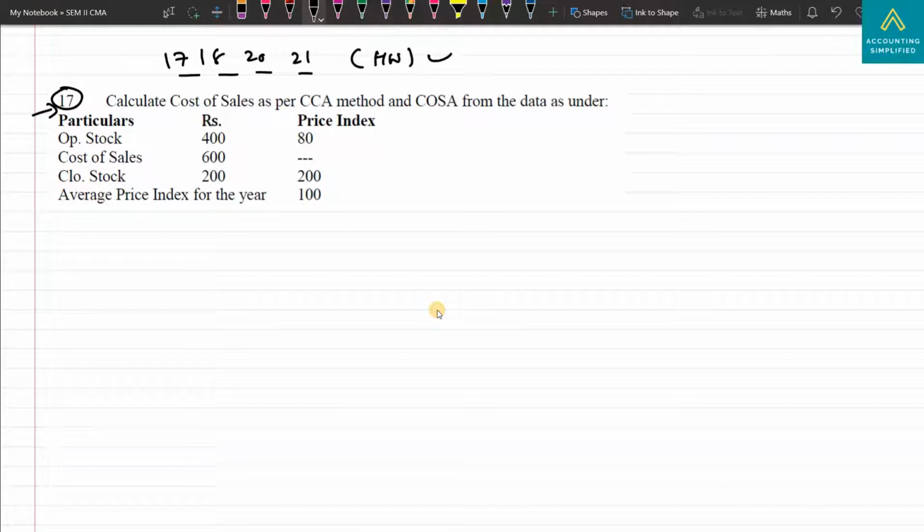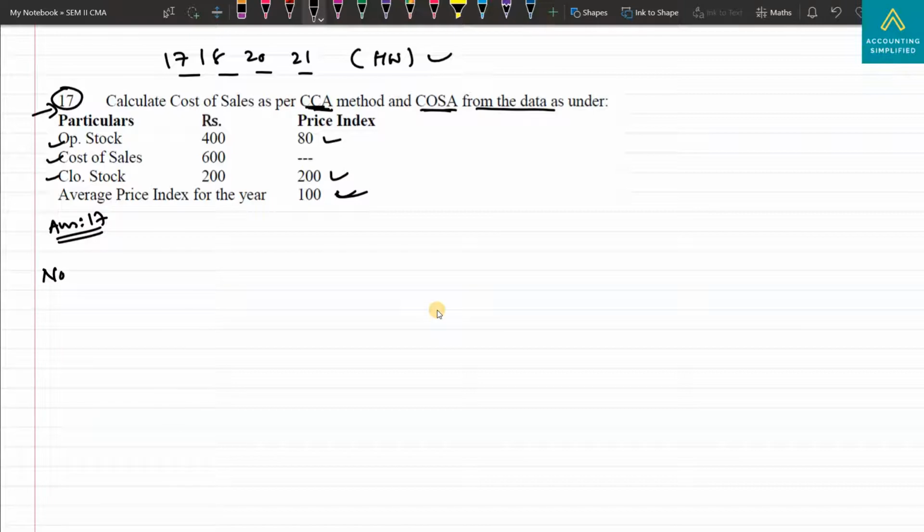So let's start example number 17. Answer number 17. Calculate cost of sales as per current cost accounting method and COSA, cost of sales adjustment, from the data as under. So opening stock, cost of sales and closing stock is given. So remaining things we can find out. 80 is the opening index, closing index is 200 and average index is 100 is given.